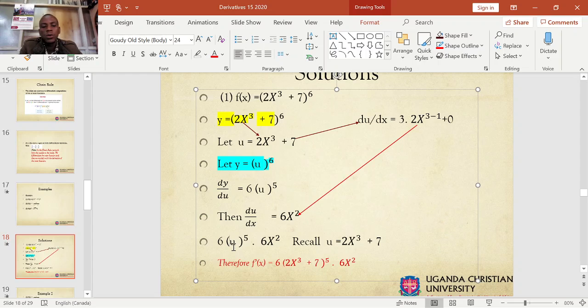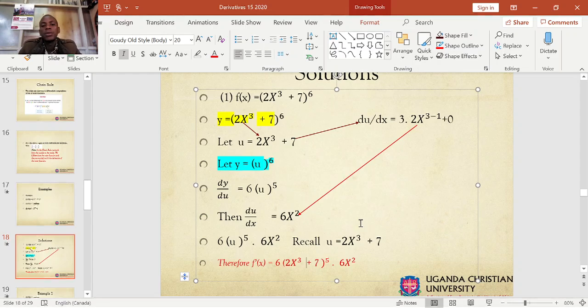So it will be 6 times (2x cubed plus 7) to the power 5, replacing the u with our u, and then times 6x squared. If you want, you can break it further, but if you leave it at that, it will be fine. So that's how we deal with the chain rule.